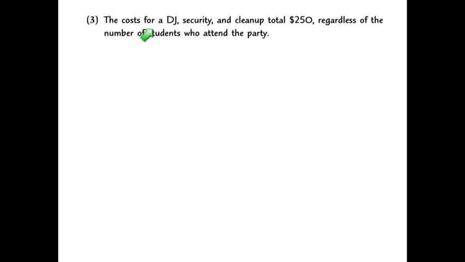The next part is another kind of expense. Cost for the DJ, the security, and the cleanup. Those don't depend on how many people come, regardless of the number of students who attend the party. So that's another cost right there. We call that a fixed cost. And we're going to use that fixed cost in the next step to put that together with the costs.